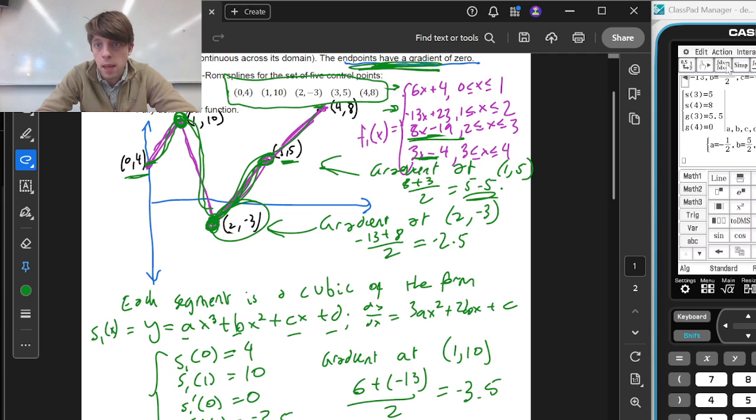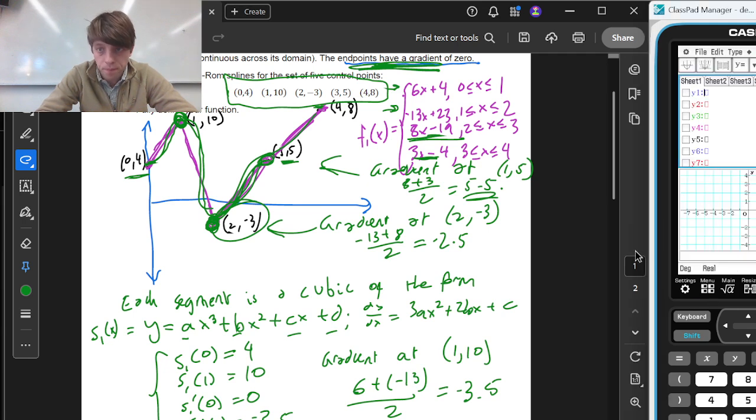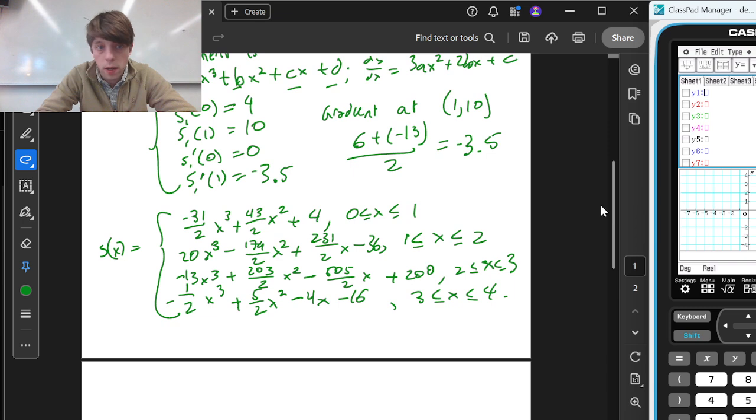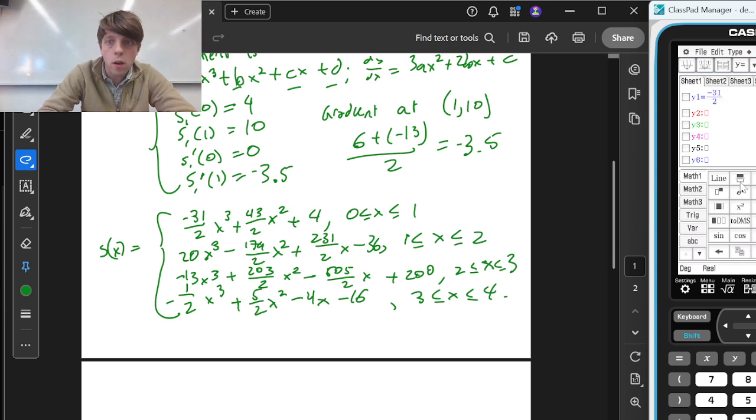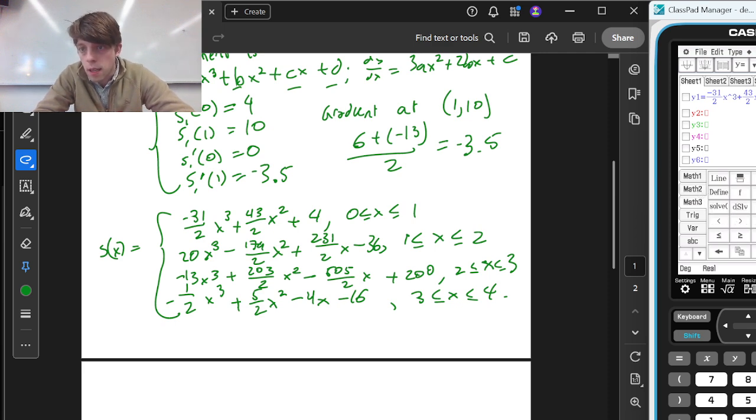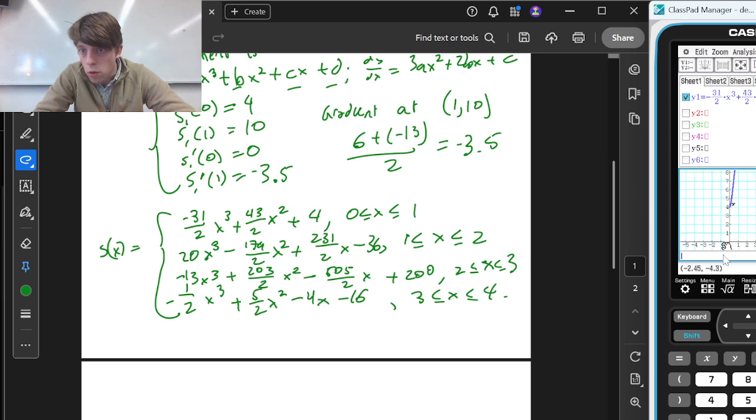So you can do that on the CAS calculator, just on the graphing screen. So for example, to type in this first one, just to get you started on how you might check this, we could go negative 31 over 2 x cubed plus 43 over 2 x squared plus 4. And the way that we specify the domain, which is what you have to do here, is give this vertical line a click, and then we can say from 0 up to 1 for x, and then if you click this button here, it will graph that one for you.